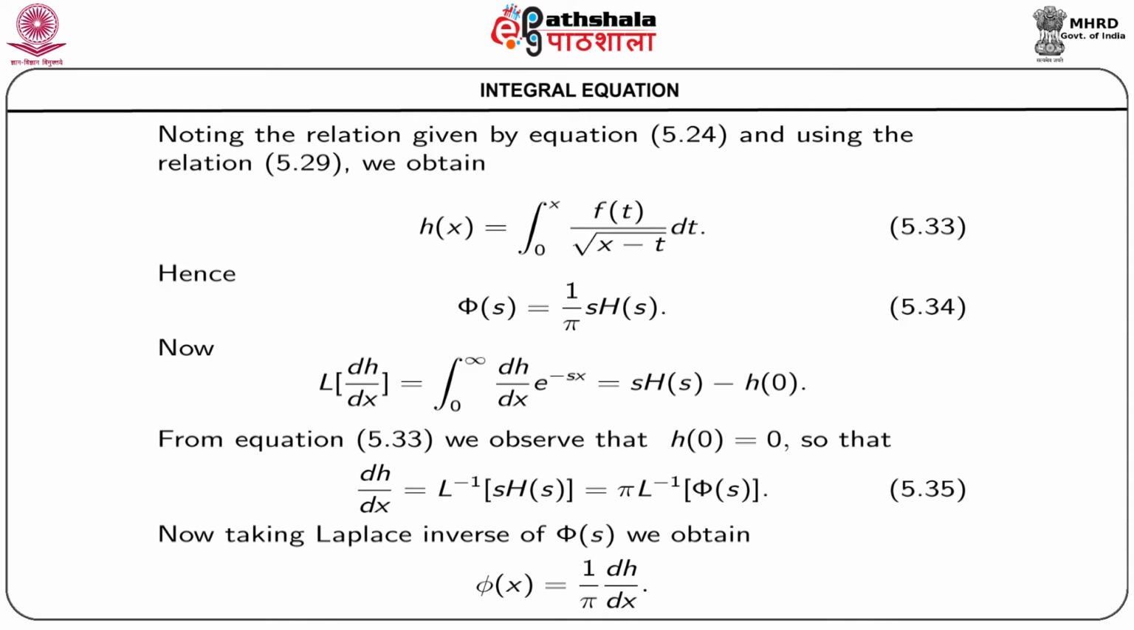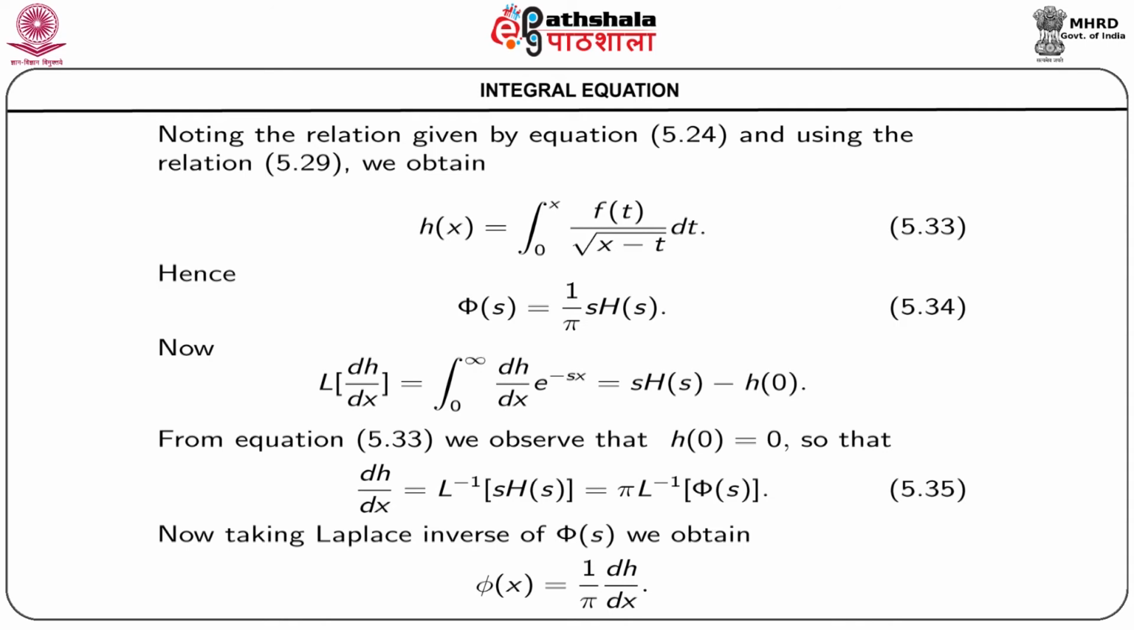Now, in equation 5.35, capital phi s, its Laplace inverse is small phi x. So, from equation 5.35, we find that small phi x is equal to 1 by pi dh dx. Here h x is given by equation 5.33.